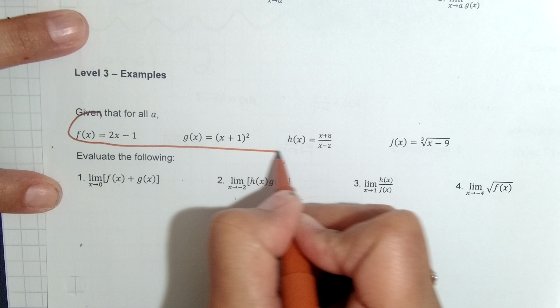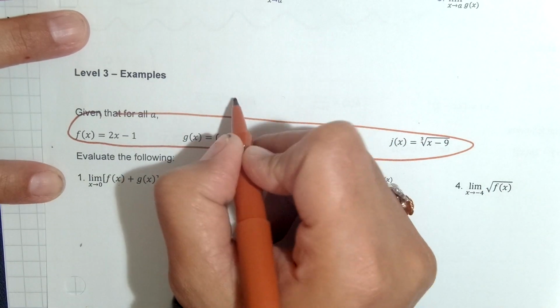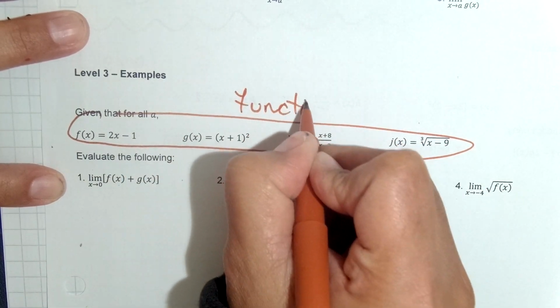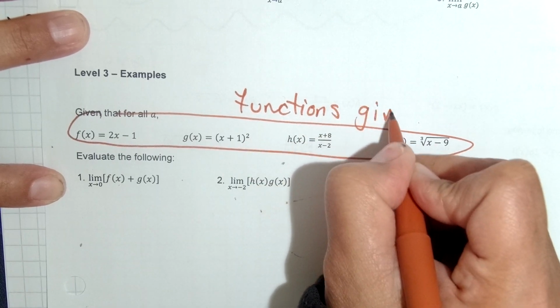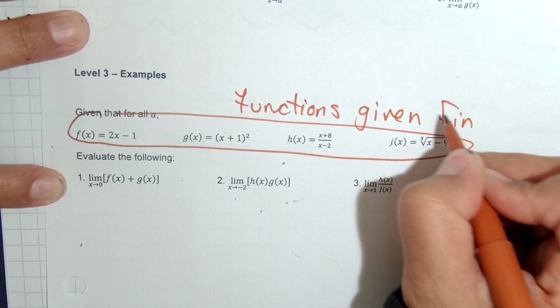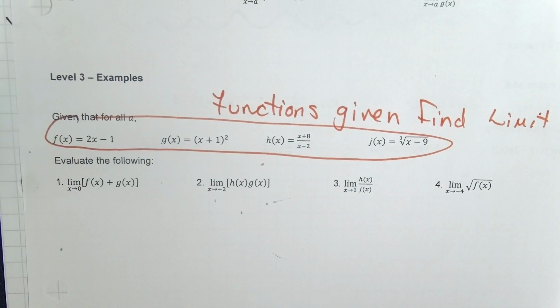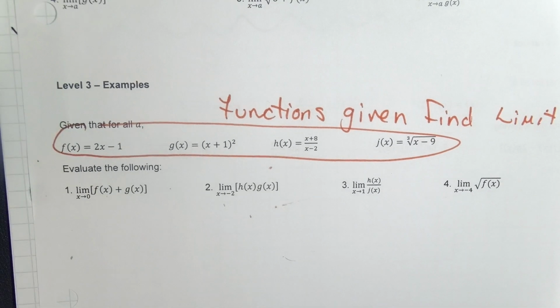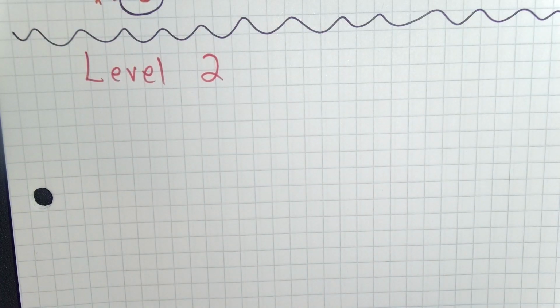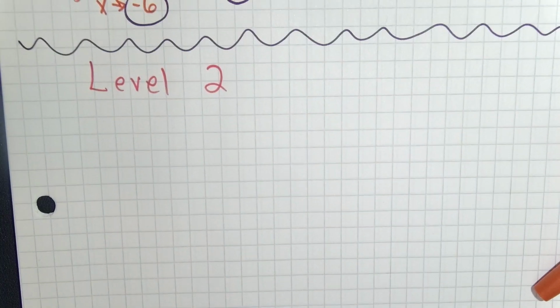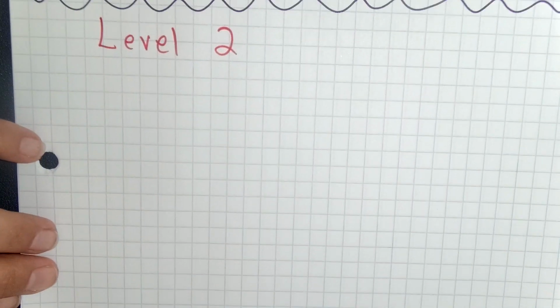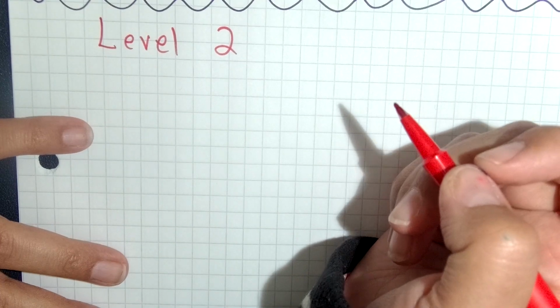Level 3 only gives you the functions. So you need to find the limit. Okay? That is going to be the difference between 2 and 3. Alright? It seems like it's not attainable, but it is. Just wait until you see the examples. Okay? Alright, let's get to level 2. How much time do I got? I got 15 minutes. Oh man, we're not going to get through them all. So we'll get through 3 tomorrow. Alright, level 2.